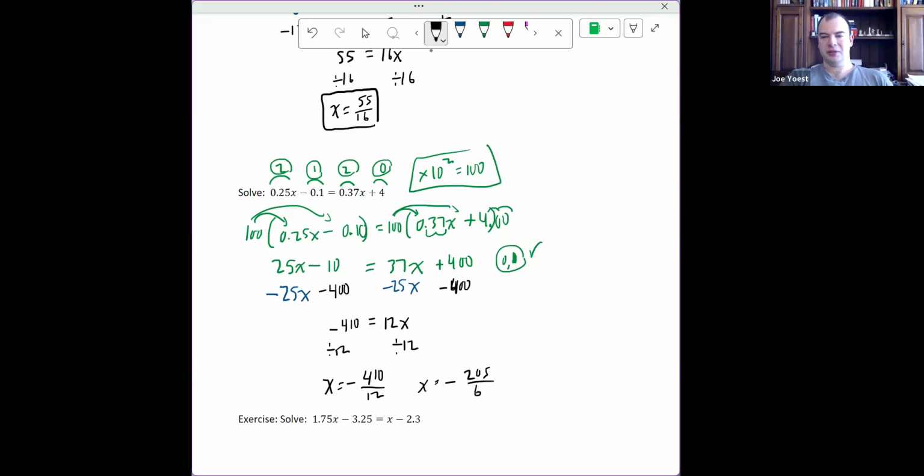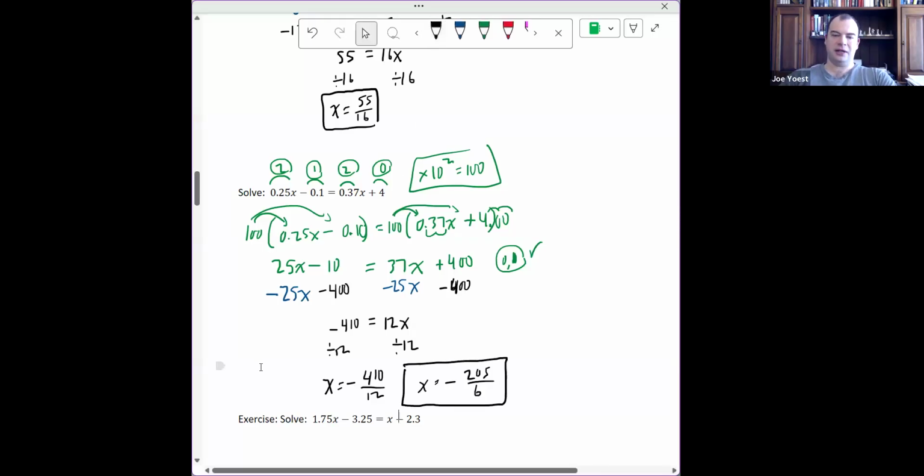205 is not an even number, so it doesn't have a factor of 2. The only other factor in 6 is 3. Is 205 a multiple of 3? Well, remember the trick for divisibility by 3 is to add the digits together. So 2 plus 0 plus 5 makes 7. 7 is not divisible by 3, therefore 205 is not divisible by 3. Kind of a funny little trick for divisibility by 3, but that is how it works. So we are now in simplest form.